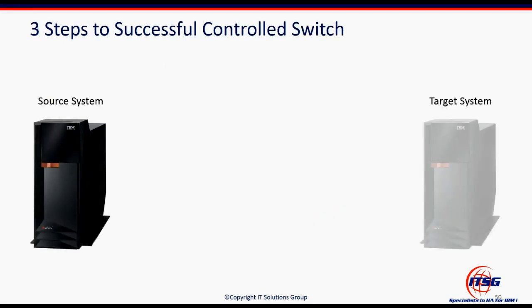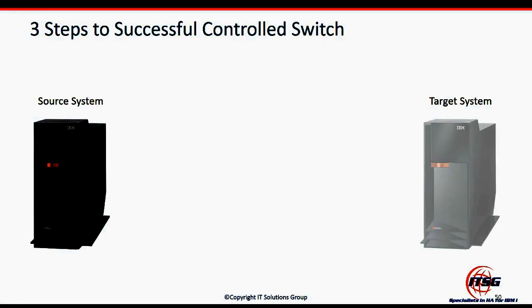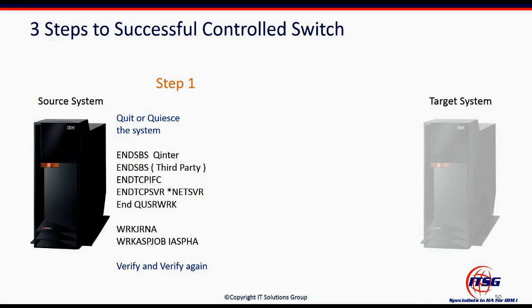To do a 3-step successful control switch, I have my production machine, my source system. What I'm going to do is quiet or quiesce the machine. So I'm going to end my subsystems. I'm going to end my third-party subsystems, end my TCP interfaces, and my net servers, end the machine down to where it's quiet or quiesced.